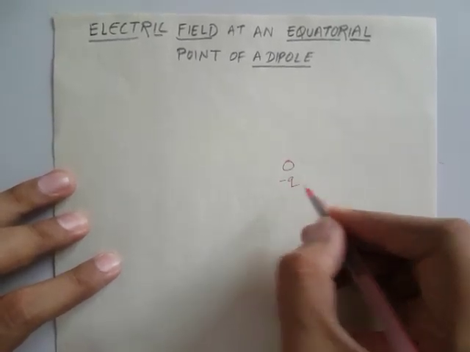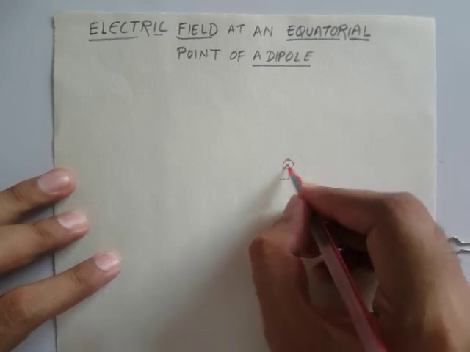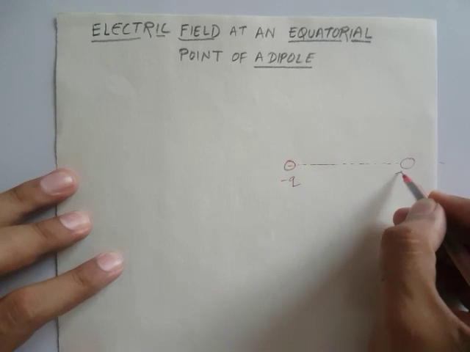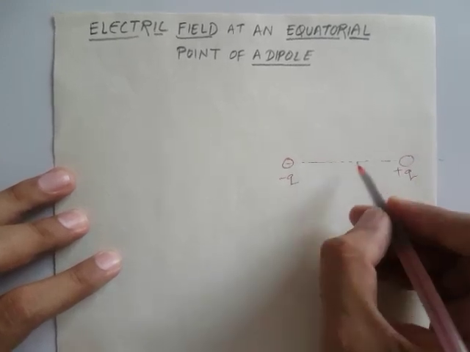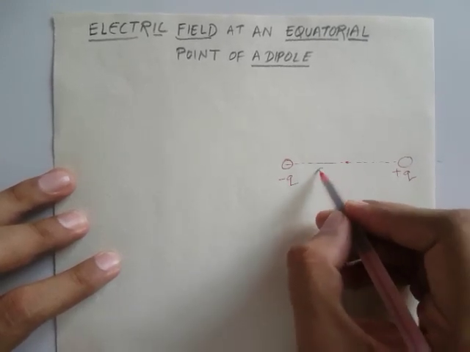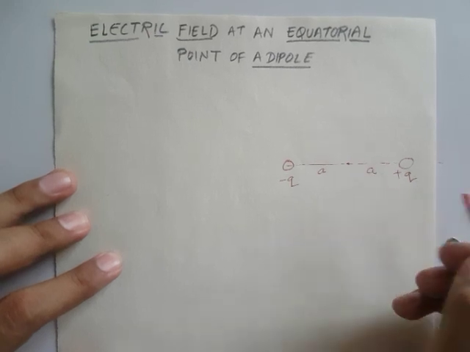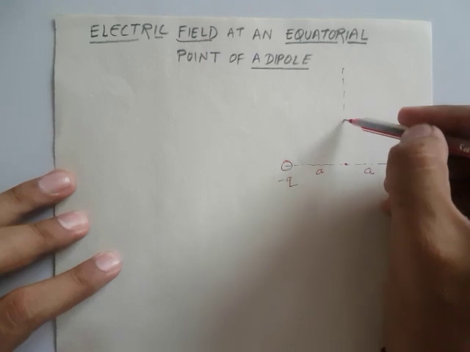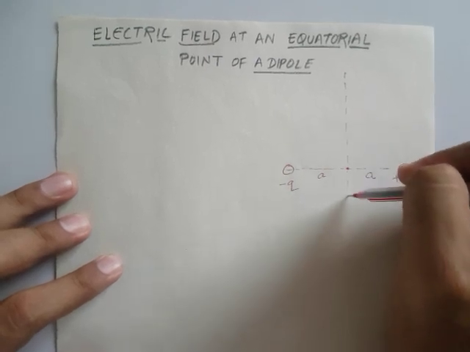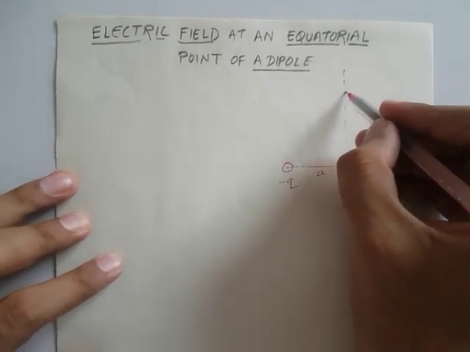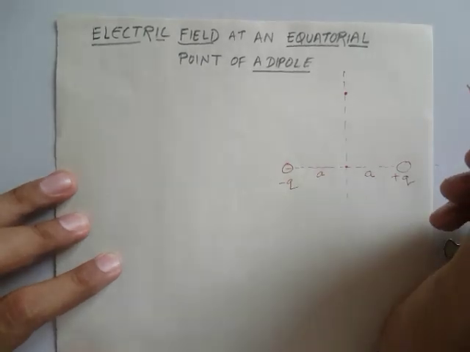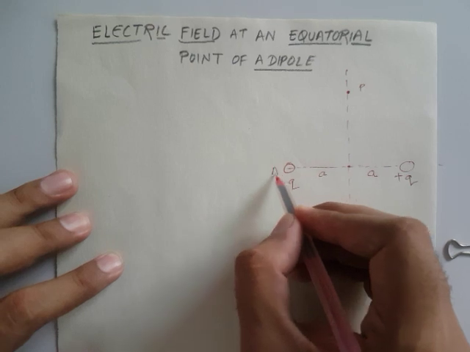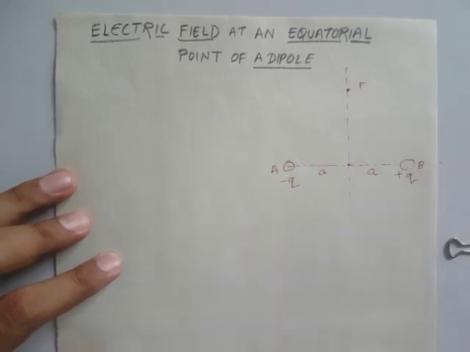One is negative Q charge, and another, if I am drawing a dotted line over here, is plus Q charge. The center point between them is O. This is known as the equatorial line from the center. If it is passing on this line, we place a positive charge at point P. Suppose this is point P, and the negative charge is at A, the positive charge is at B.